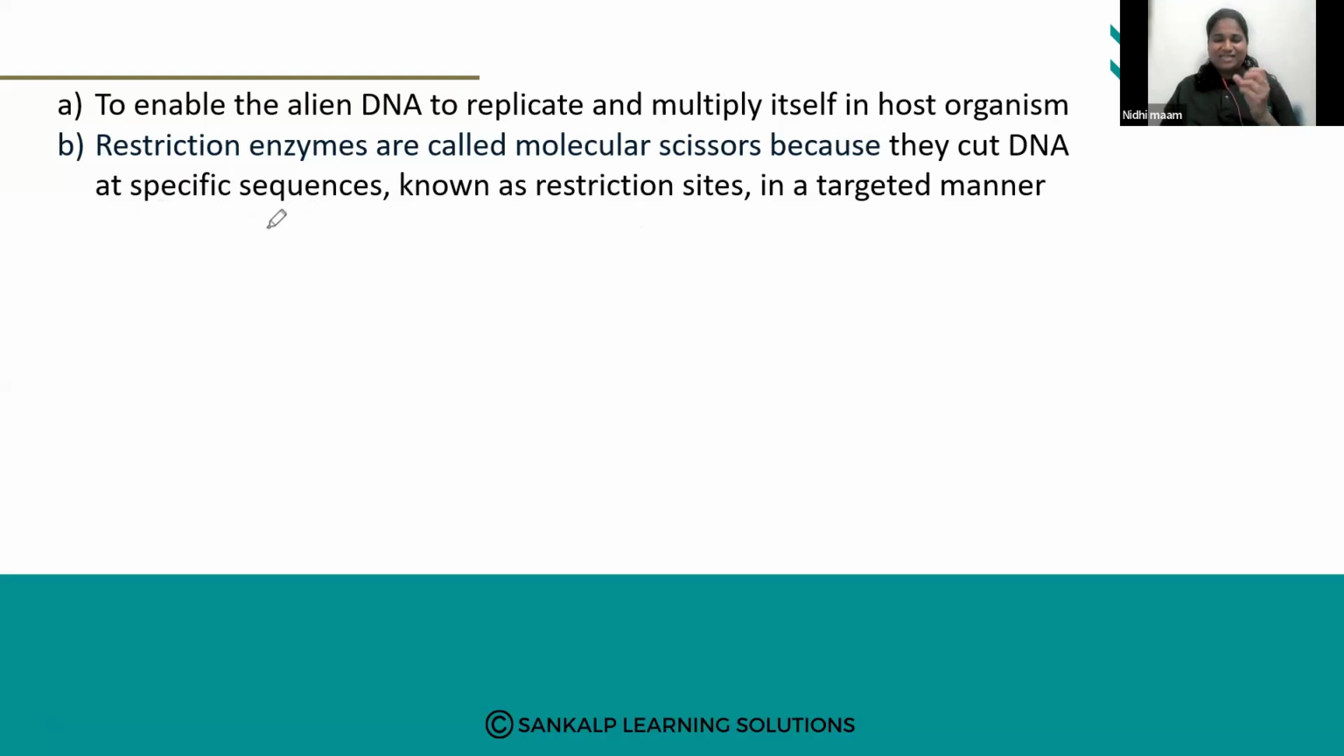What are those sequences called? We studied in multiple choice questions, right? They find the palindromic sequence and at the palindromic sequence they cut the DNA. So that is why these are called what? Molecular seizers. Suddenly, like scissors, they do not cut anywhere.